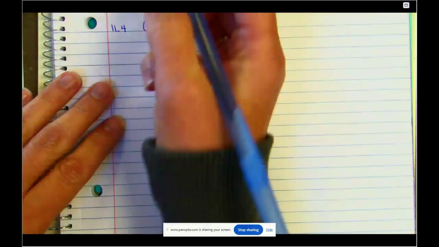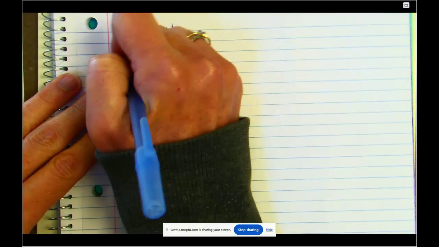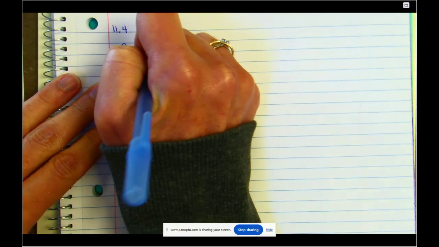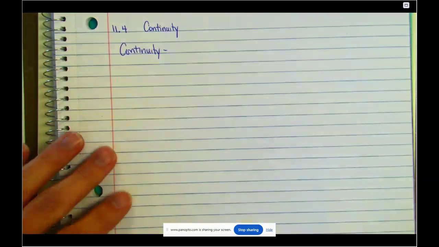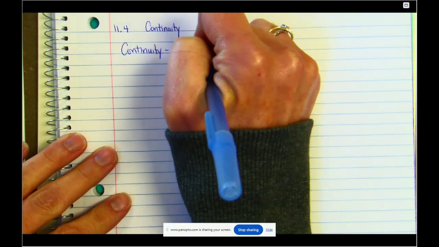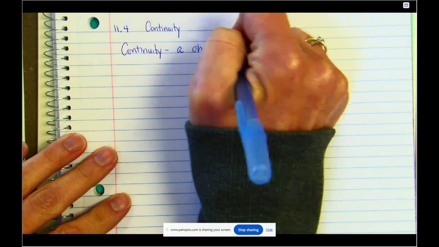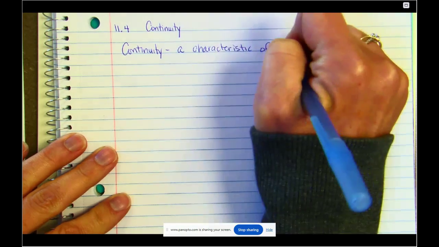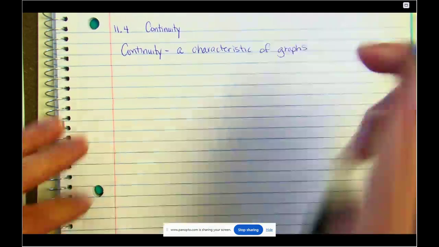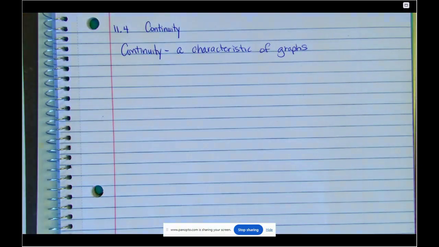Okay, so continuity. Continuity is a characteristic of graph. And actually, let me pause a second. What's the root word in the word continuity? Continue. So we're talking about if a graph is continuous or not. And so we need to talk about what does it mean if a graph is continuous. So that's the property is called continuity.